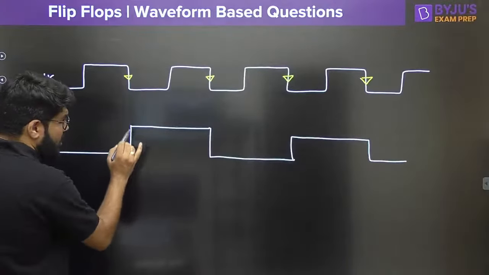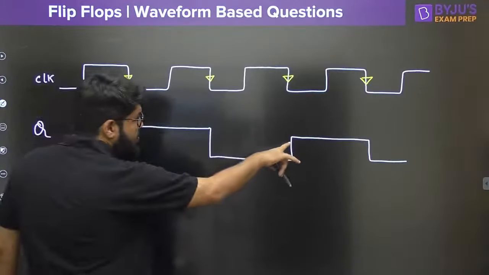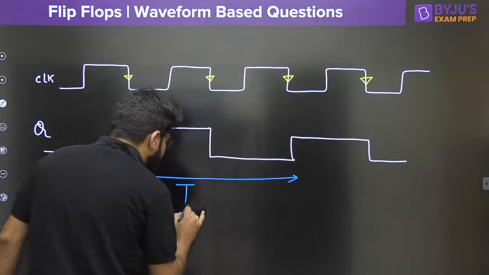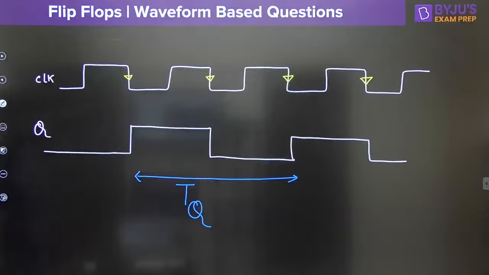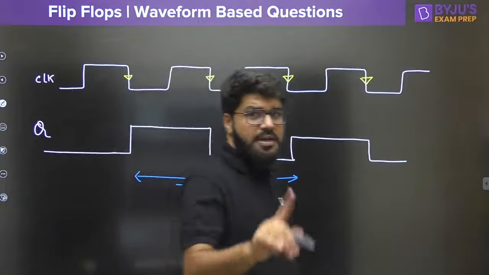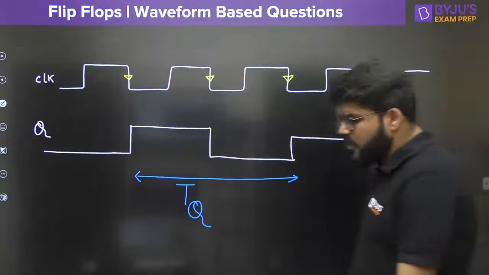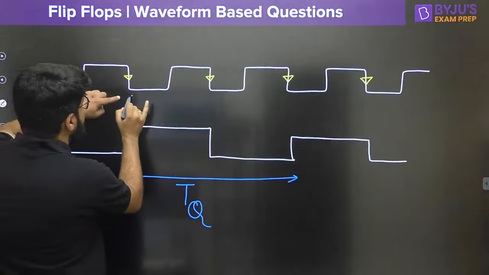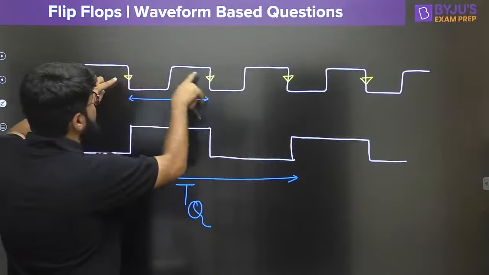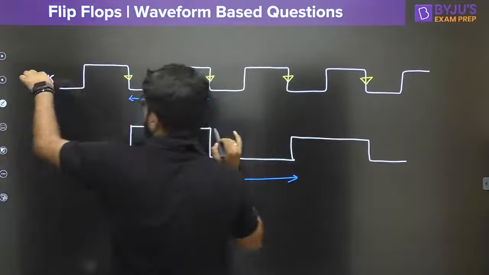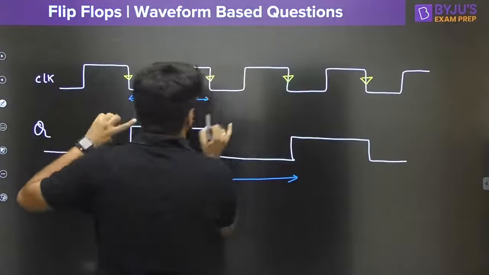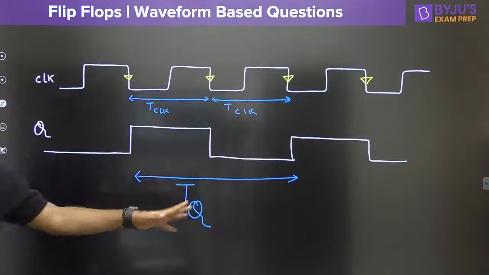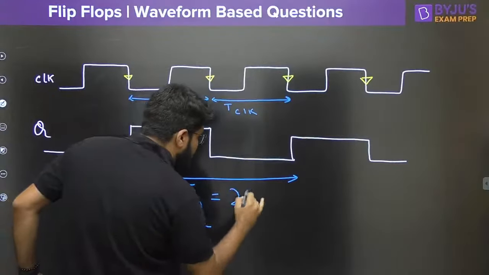This is the first positive edge of the output waveform, and this is once again the positive edge. So this is the time period for repetition. I can say that this is the time period of the Q waveform, the time between repetition. Now what is the time period of the Q waveform? Look at this, guys: this is the time between consecutive negative edges, that means it is the time period of the clock waveform. And this is one more time period of the clock waveform. So the time period of the output waveform is equal to 2 times the clock time period.